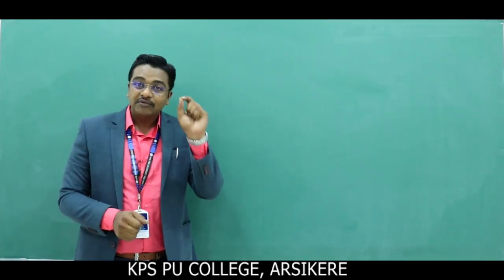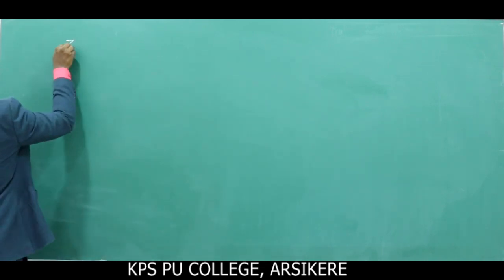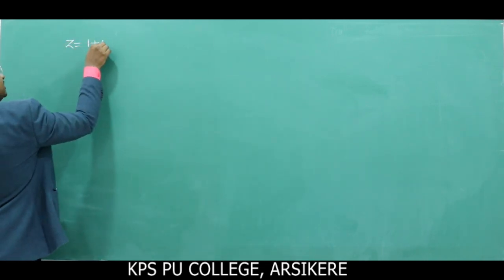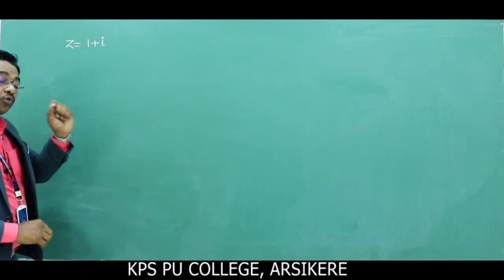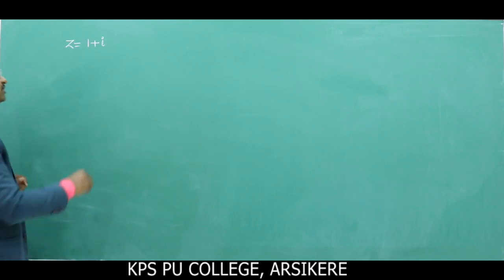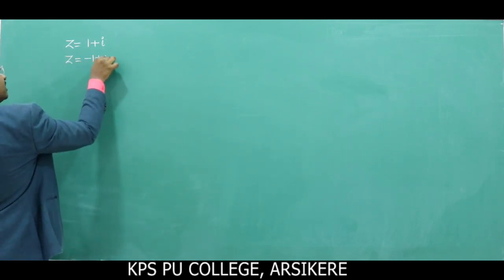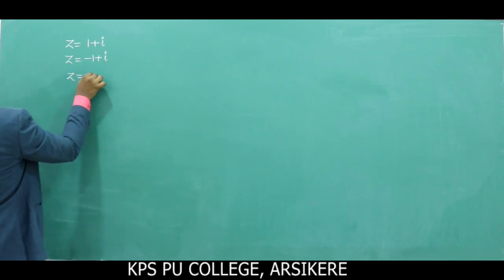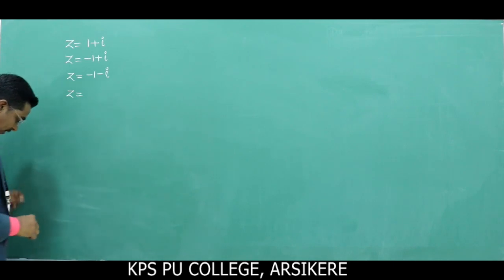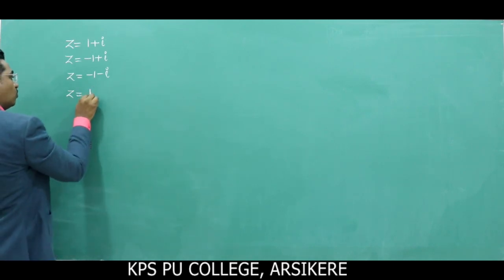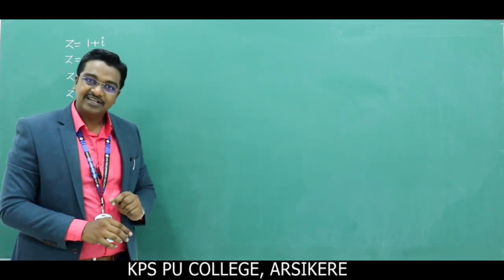Now dear students, we have a simple example. Z is equal to 1 plus i. Then how to find the principal argument, we will discuss. Another number, Z is equal to minus 1 plus i. Z is equal to minus 1 minus i. Z is equal to 1 minus i. These are the 4 different complex numbers.